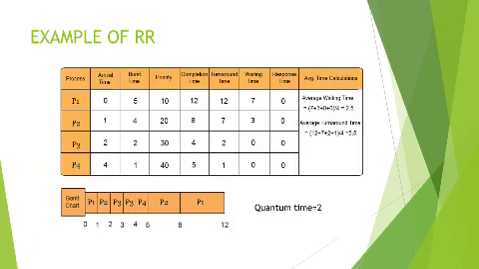For example, we have 4 processes given with arrival time, burst time, priority, completion time, turnaround, waiting and response times. While drawing the Gantt chart, the quantum value is given as 2. By taking that and solving each step, we get the average waiting time as 2.5 and the turnaround time as 5.5.